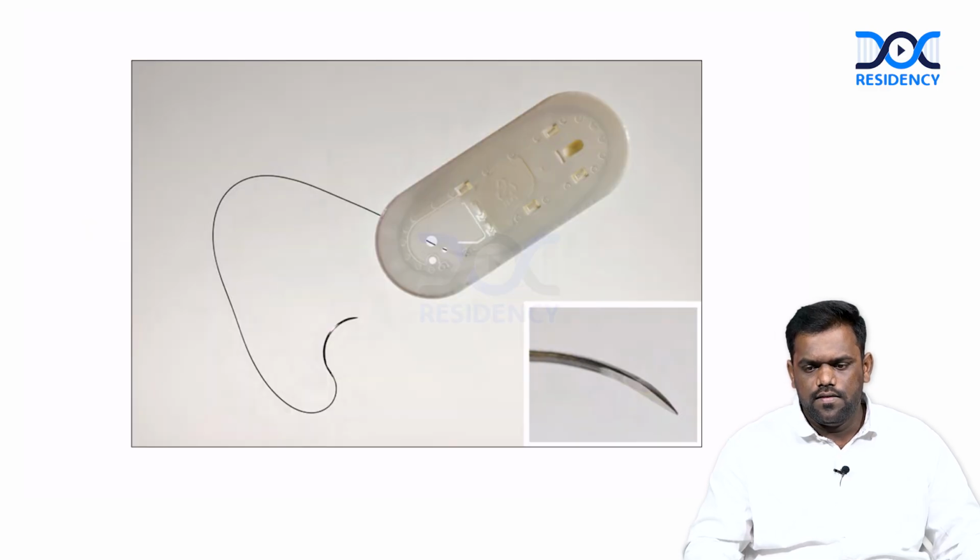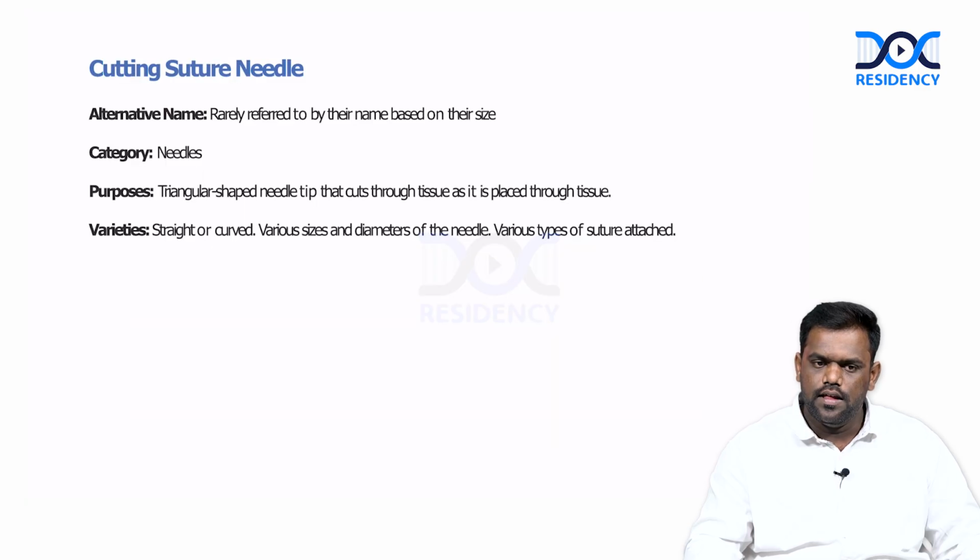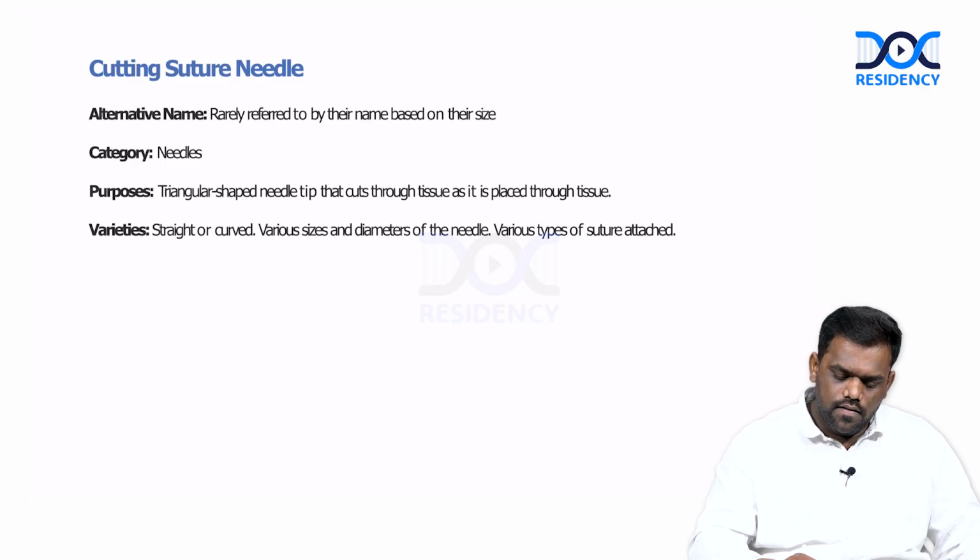So identify the suture. Mainly identify the suture needle itself. This picture is not depicting the suture material. Just note the tip of the suture needle. It is a cutting suture needle. It has a triangular-shaped needle tip that cuts through the tissue.